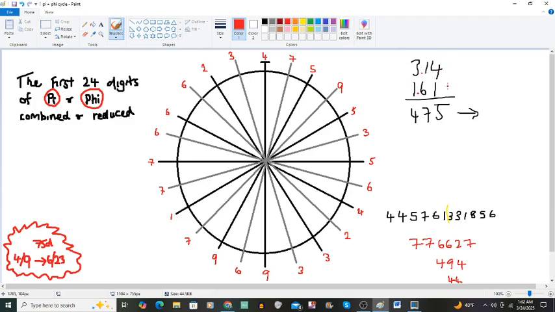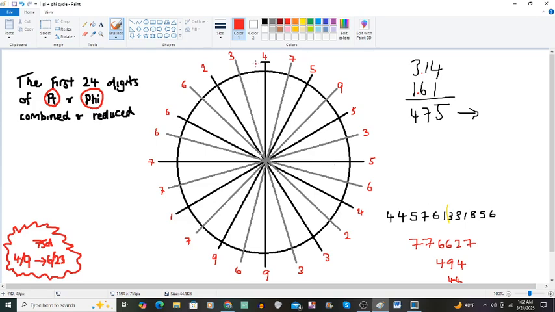So I took the first 24 digits of both of those transcendental numbers, added each digit together and reduced it, and then put it in a cycle. So this is what you see here. This wheel is the cycle of those two things added together and reduced.